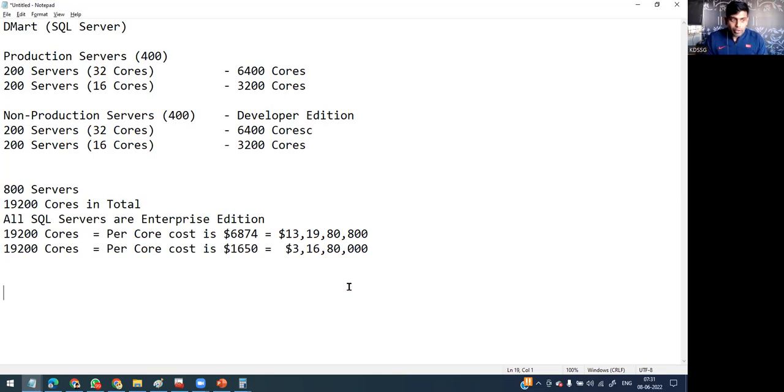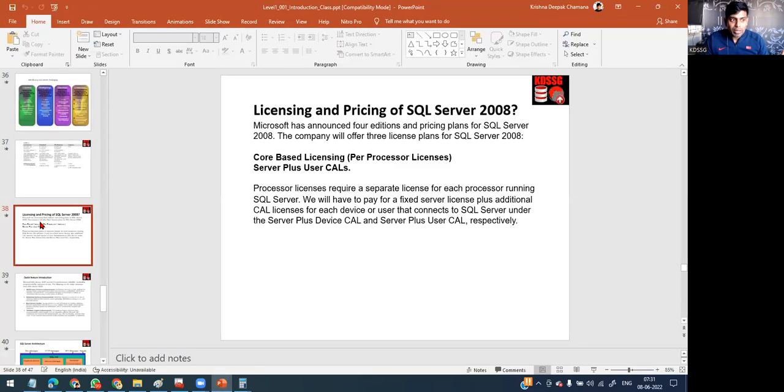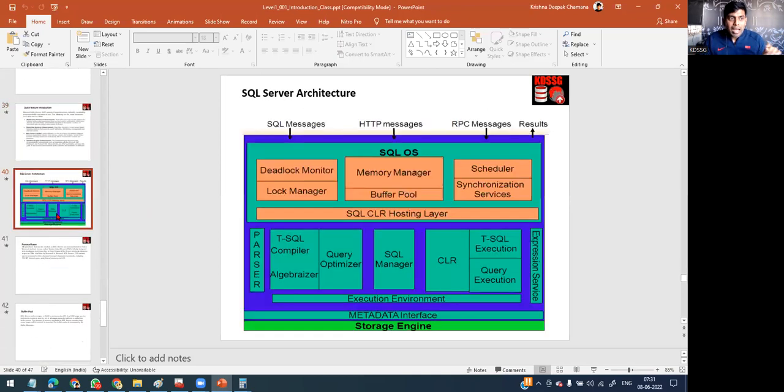Tomorrow, if you can look at the slides once, I'm done with the licensing. I will do a basic architecture of SQL Server. First, I will show you this. This is not the real architecture, trust me. There's a big architecture which will come up in level 3. This is just an introduction, to let you know how it works. Immediately we'll start SQL Server installation. So tomorrow itself, we are starting SQL Server installation.